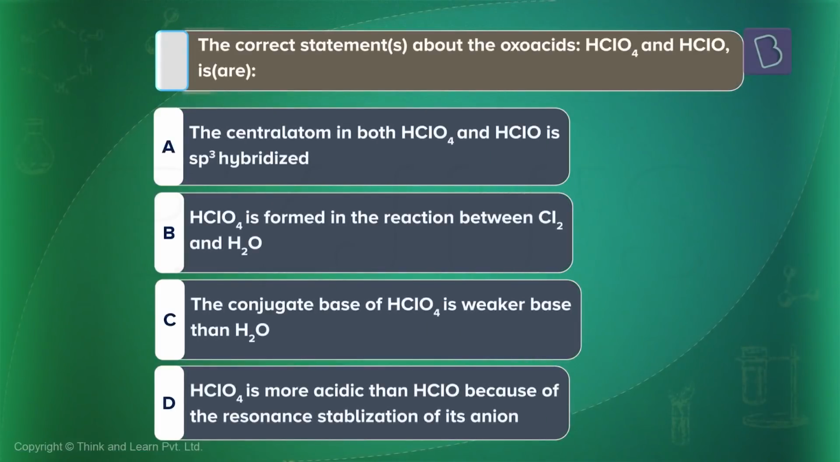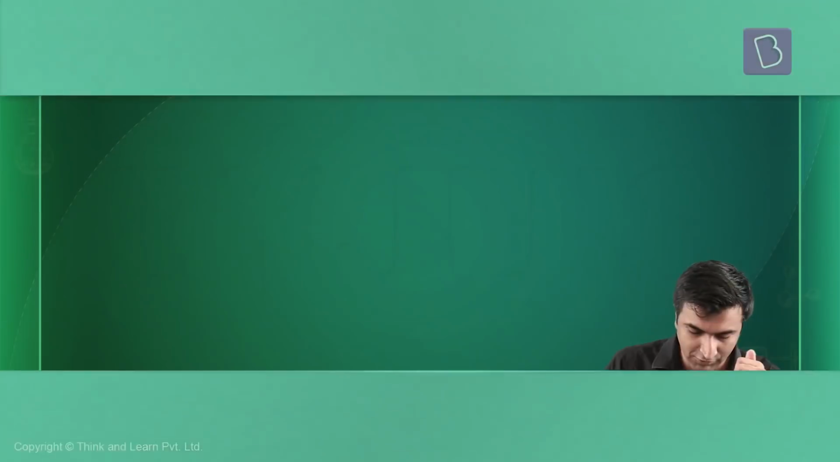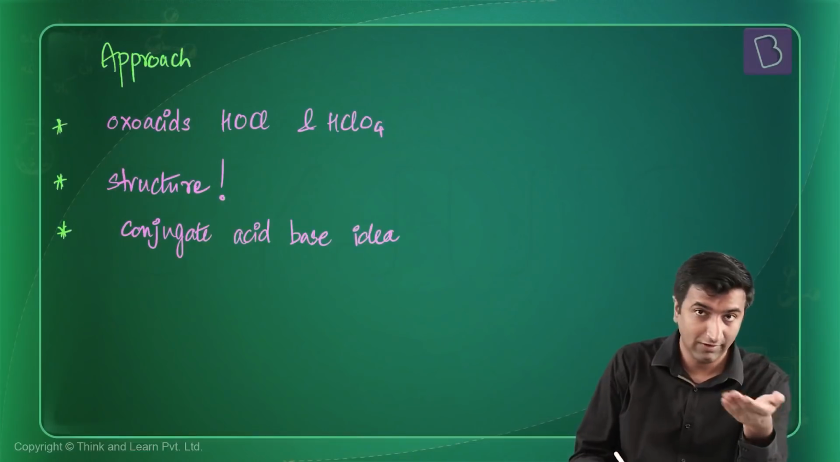Now, this is a very interesting question from P block elements. We're talking about oxo acids, specifically HOCl and HClO4. Four options, you could have more than one correct answer here. Look at the options one by one. Our approach is going to be, we're going to have to draw the structure.